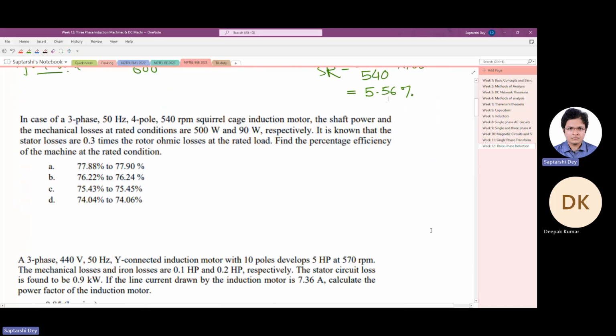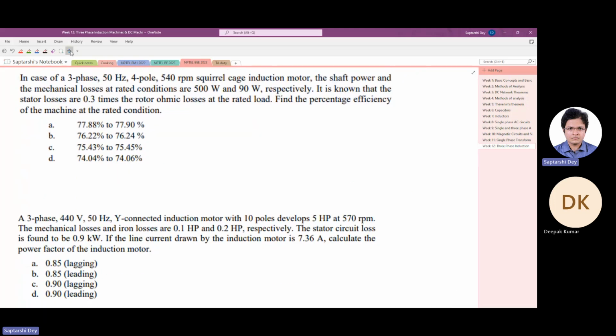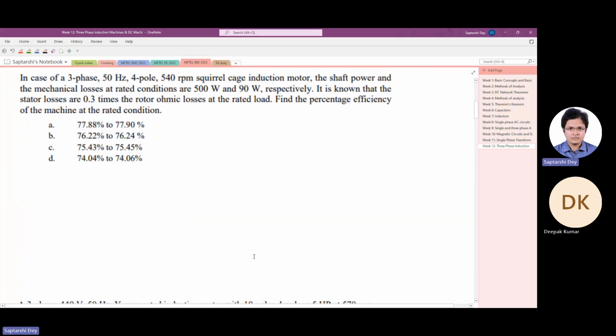We'll go to this question. If there is no doubt, if there is a doubt, you tell me. This is a formula based question. There is an induction motor. Shaft power and mechanical losses are given. It is known that stator losses are 0.3 times rotor losses. At rated load, find the percentage efficiency.